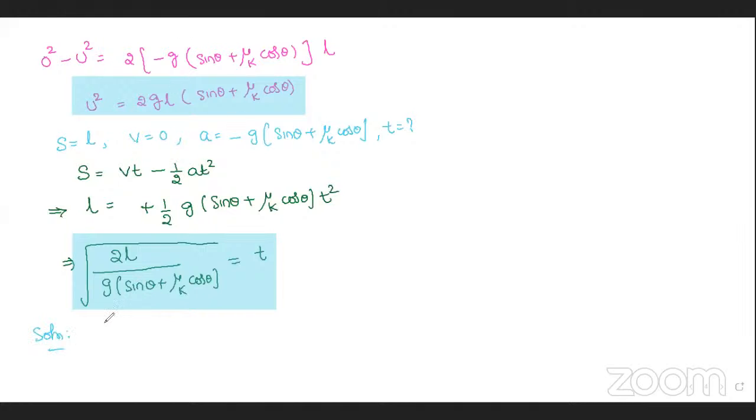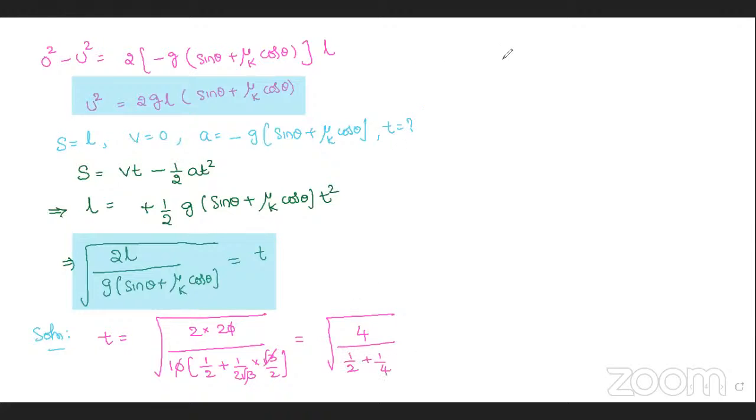So here come to your problem solution. Come to the solution, quickly substitute. T is equal to root of 2L, I think given 20 in my problem, g is 10, into sine 30 is half, plus mu is 1 by 2 root 3, into cos 30 is root 3 by 2. So 0, 0 cancel, I'm getting root 4 here. Root 3 cancel, I will get half plus 1 by 4. T is equal to root over 4 by half plus 1 by 4 is 5 by 4, if I am not wrong. Then this is root of 4, 4s are 16 by 5. So I am getting the answer t is equal to 4 by root 5 seconds.